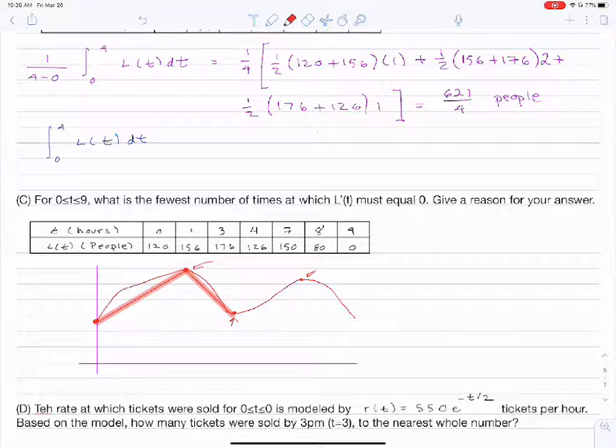Now, the other question was, why not Rolle's theorem? In order to use Rolle's theorem, I have to meet the requirements for Rolle's theorem. One of the requirements is that f of a has to be equal to f of b. So for example, if at time 0 and time 3 both outputs were 120, I could use Rolle's theorem because f of a equals f of b. But in this case, none of these values are the same, so I cannot use Rolle's theorem.